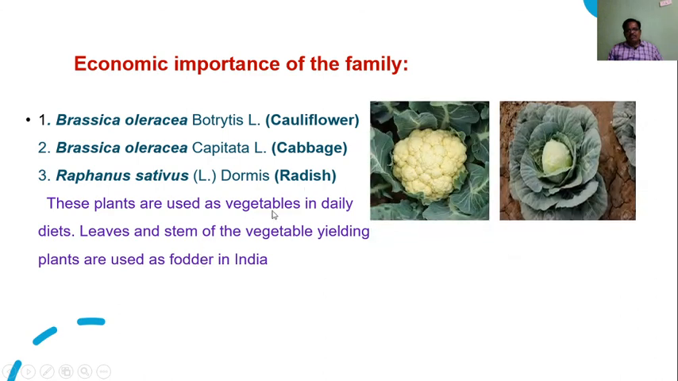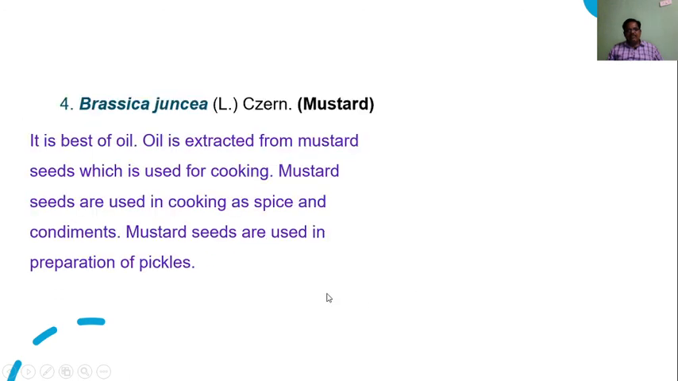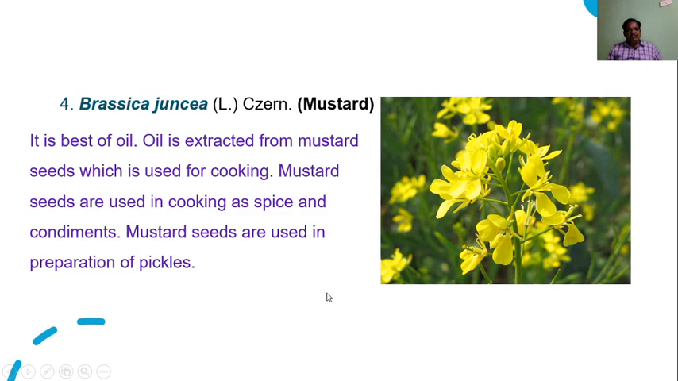These are the different types of plants. This is the cauliflower, this is the cabbage, and this one is the radish, Raphanus sativus. Then this one is the last plant of this family, Brassica juncea. It is the best oil yielding plant. That is, oil is extracted from this plant, and this oil is used for cooking purposes. Mustard seeds are used in cooking as spice and condiment, and in the preparation of pickles. When we prepare pickles, mustard is used.